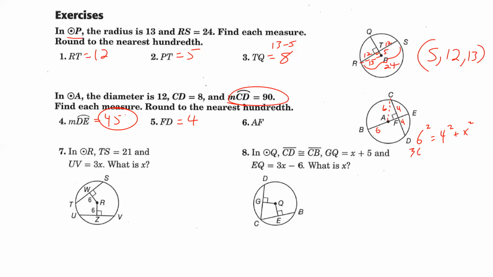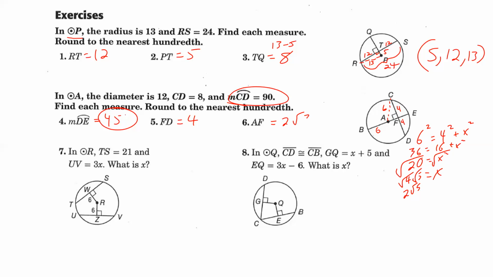That's 36 equals 16 plus x squared. Subtract 16, we get 20. Square root of 20, that's not a perfect square. But we can break it apart into 2 numbers. 4 is a perfect square. 4 times 5 makes 20. Square root of 4 is 2. So that's 2 square root of 5. So here we got x is 2 square root of 5.